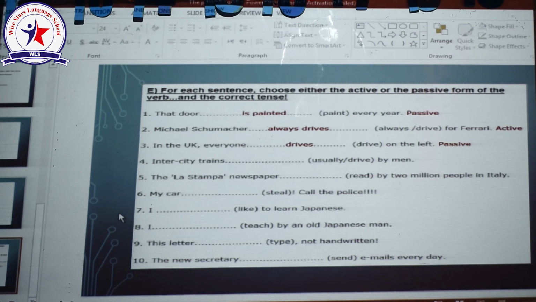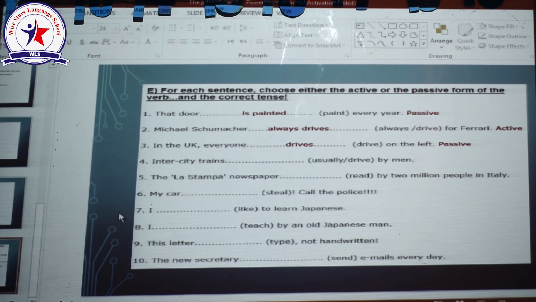Okay, accordingly, we will follow the rule of the passive. So I have to add verb to be followed by the past participle form of the verb. So that door is, the past participle form of paint, painted. So the answer will be is painted.